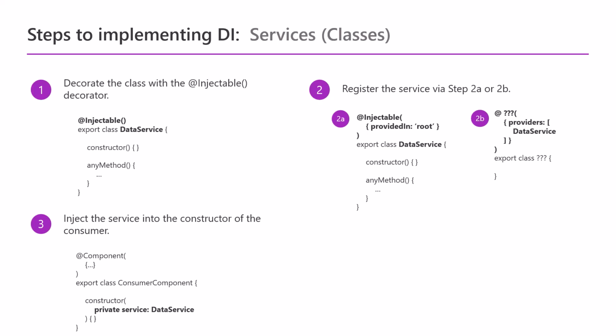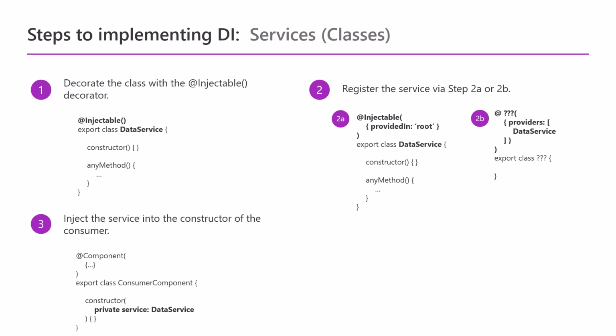And we see that in step 2b. We can register a service, and in fact, any resource, by adding that resource to the providers array of either a component or a directive or a module, which is why I'm showing 3 question marks, because the providers array property exists on any of those classes, a component class, a directive class, or a module class. And we'll learn more about this providers array later in the video.